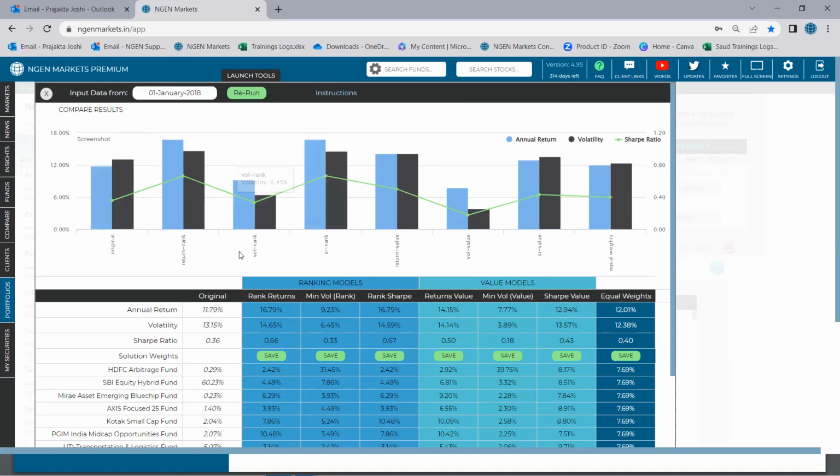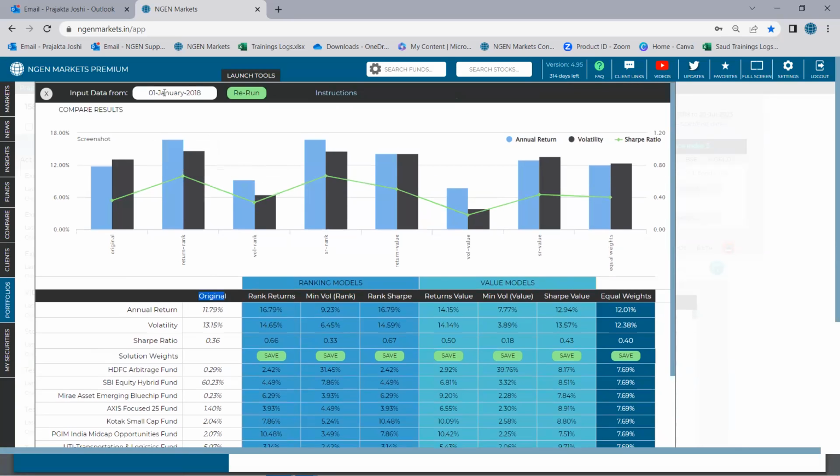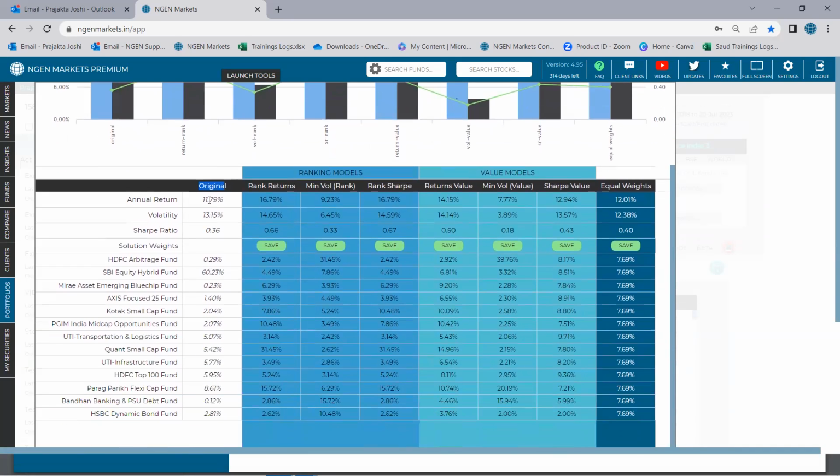Let me interpret each of the functions for you. First of all, in this first column, we have original weightages. What do we mean by original? Considering a start date of 1st of January 2018, if we run a hypothetical historical backtest on this portfolio, what we can actually see is that the returns this portfolio generates would be 11.79%.